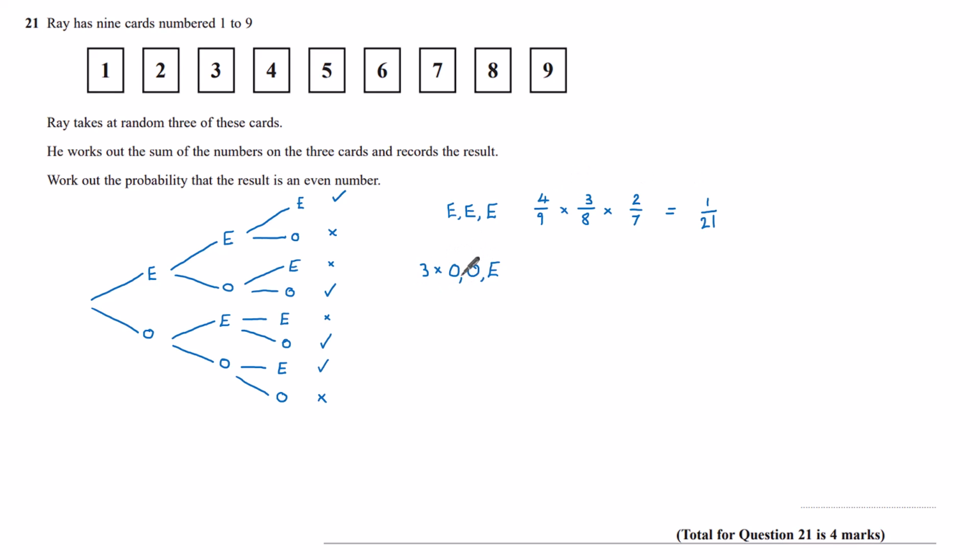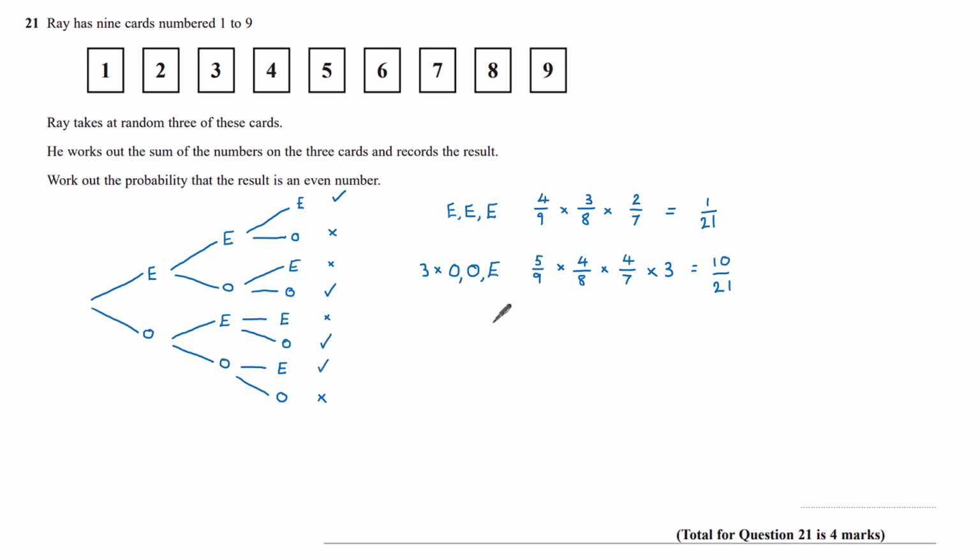And now I want the probability for taking 2 odds and an even. The probability of the first being odd is 5/9. The second odd would be 4/8. And then an even would be 4/7. And this probability can occur 3 times.